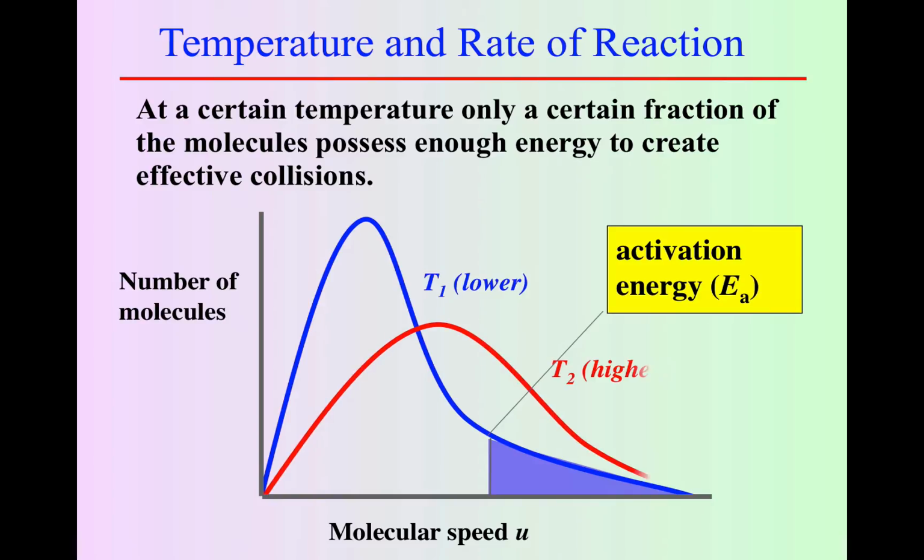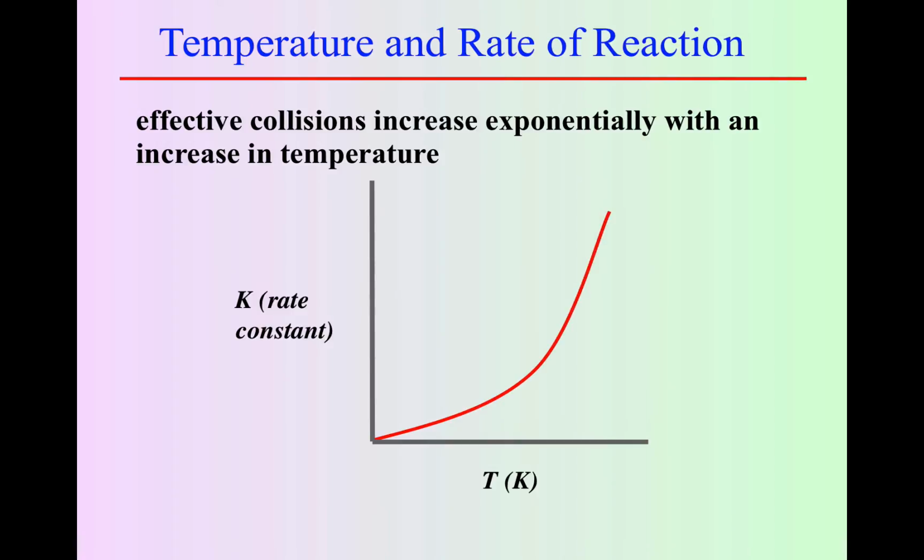So if I increase the temperature again, I'm increasing the number of collisions, and not only that, they're hitting harder, with enough activation energy to react. So you shift the distribution so that more particles now have enough kinetic energy to get an effective collision. So this is why reaction rate is temperature dependent. Not only do you have to hit more often, but you have to hit hard enough.